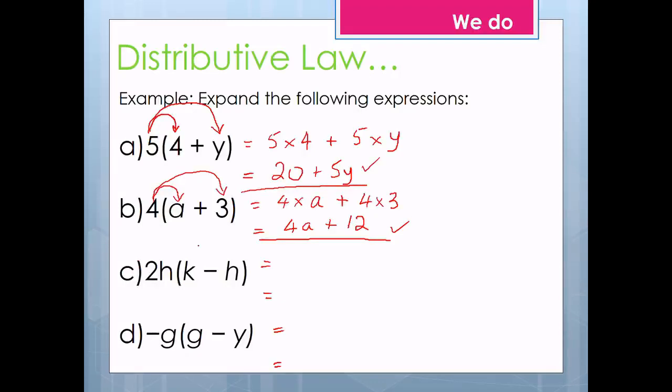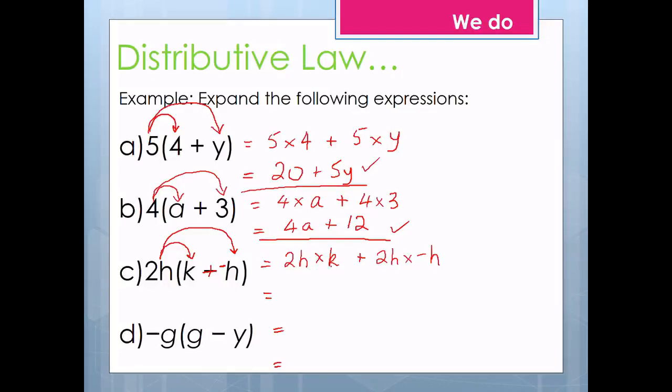Now for a little bit of a challenge. What did we do about the negatives? Well, my little rule of thumb is to keep the sign with the number. So I'm kind of changing that into a plus and putting the negative next to the h like that. You can do that too if it helps. So when I expand this one, I'm going to have 2h multiplied by k. That stays as a plus. And now I'm going to have 2h multiplied by negative h.